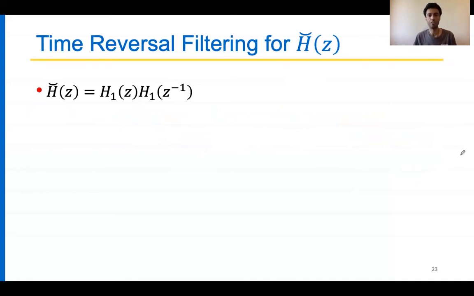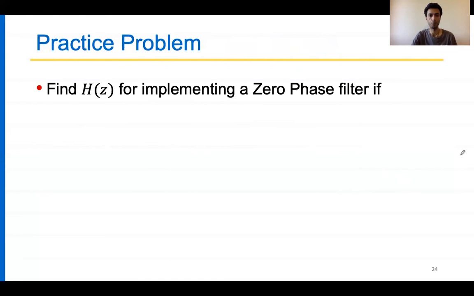Okay. Now time reversal filtering for H hook Z. I think this is very obvious. Simply H2 is same as H1, right? So the same thing can be applied here. This is time reversal filtering for H hook Z. And now some practice problems.